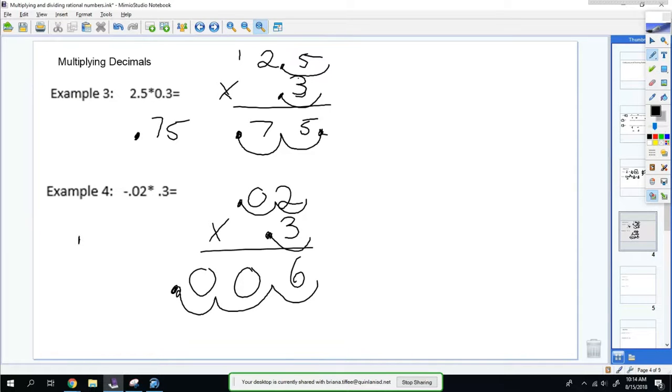So your answer will be 0.006, but it'll also be a negative because you just did a negative times a positive, which means your answer will be a negative.